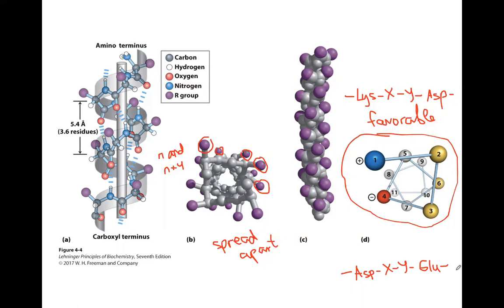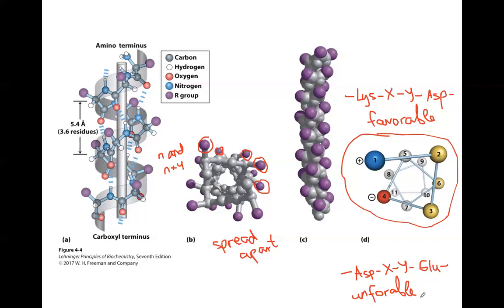Will this kind of sequence stabilize the alpha helix? No. And why? They're both negatively charged. So this is something you have to look for. All right. So if I give you a sequence of, let's say, 12 amino acids, and I ask you, can you predict the secondary structure of that?